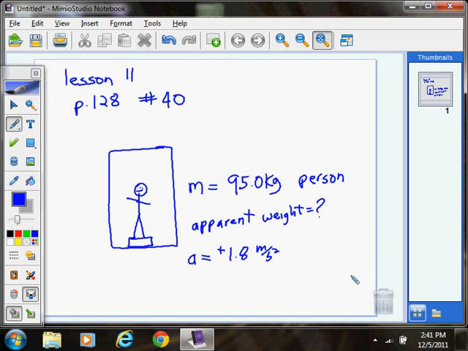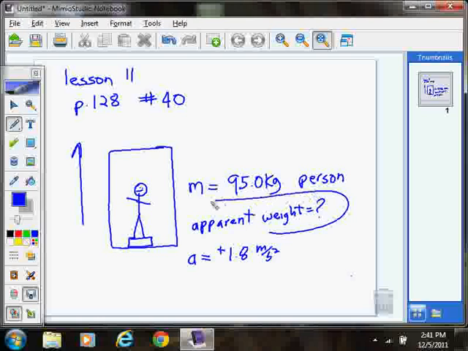Okay, lesson 11, page 128, number 40. A 95 kilogram person is in an elevator. The elevator is accelerating upward. And the question is, what is the apparent weight of the person? So, if we draw a free body diagram of that person, what are the two forces acting on that person? The weight force. So the weight force is acting down, Fg.